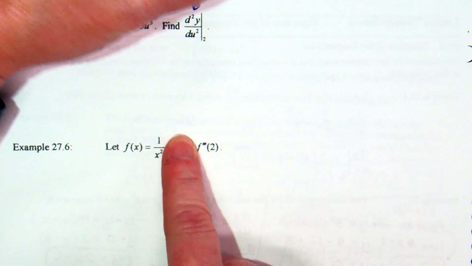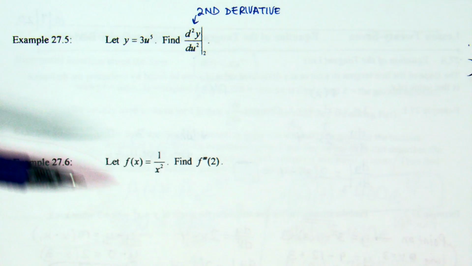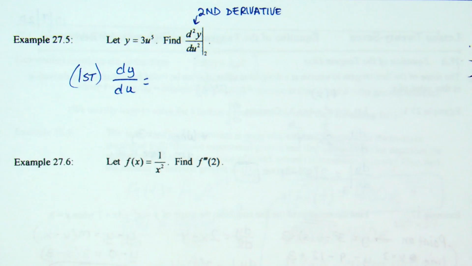Okay? That is notation for the second derivative. And then we're going to be evaluating at 2. Now notice they use dy du: dy on top because my equation is y equals, du on bottom because my equation is in terms of u. You cannot jump straight to the second derivative. You need to take it in steps. So first derivative means I'm just finding dy du.